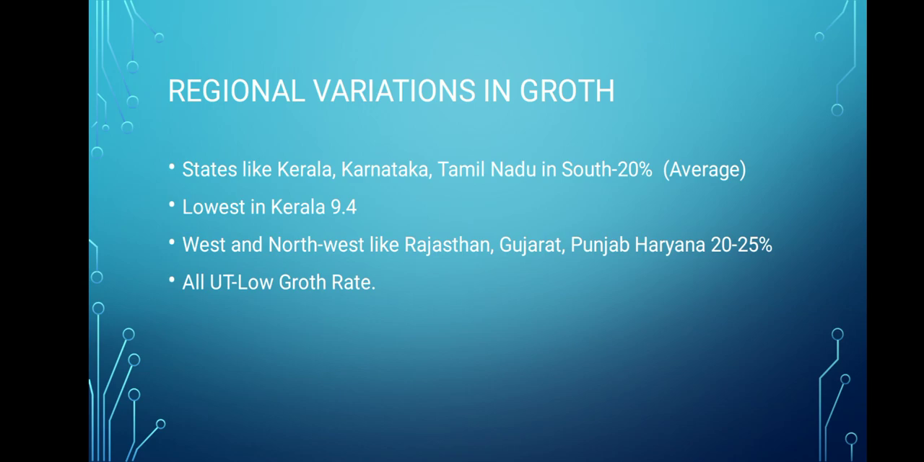States like Kerala, Karnataka and Tamil Nadu in the south have an average growth rate of 20%. It is lowest in Kerala, 9.4. Why does Kerala have a lower growth rate? Because of the development of the education system there. People in Kerala have paid much attention to their health, and they know well the importance of controlling the population. West and northwest areas like Rajasthan, Gujarat, Punjab and Haryana have a growth rate of 20 to 25%, while all union territories have a low growth rate.